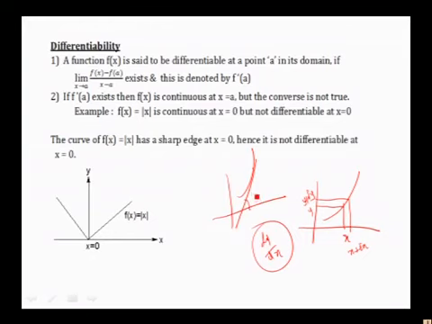The geometrical meaning is that if the angle of this tangent is theta, tan theta is the slope of the tangent. If this angle is theta, tan theta is nothing but dy by dx at that point P. Geometrically it gives the slope of the tangent at the point P.